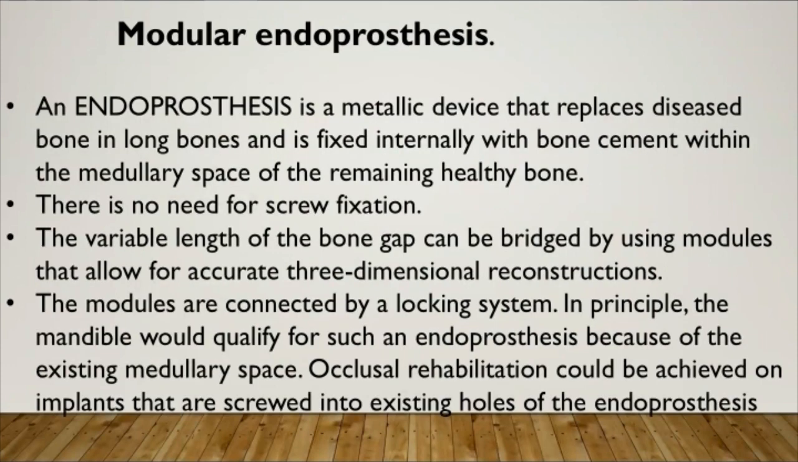Medullary endoprosthesis is a metallic device that replaces the diseased bone in the long axis and is fixed internally with bone cement within the medullary space of the remaining healthy bones. There is no need for screw or plate fixation. The variable length of the bone graft can be bridged, allowing accurate three-dimensional reconstruction. Then the modules are reconnected by a locking system.